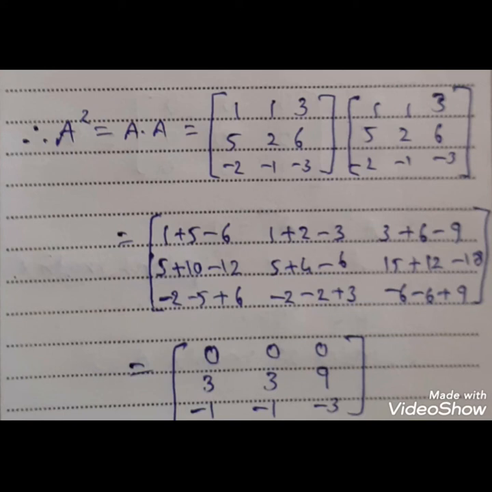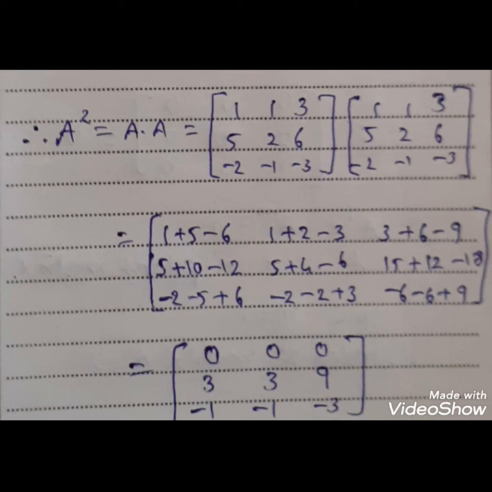Now first row multiplied with second column: 1 into 1 plus 1 into 2 plus 3 into minus 1, minus 3. So 3 minus 3, 0 is the second element of the first row. Now first row multiplied with third column: 1 into 3 is 3, plus 1 into 6 is 6, plus 3 into minus 3, that is minus 9. So 3 plus 6 is 9, minus 9 is 0. So all the entries of the first row will be 0.